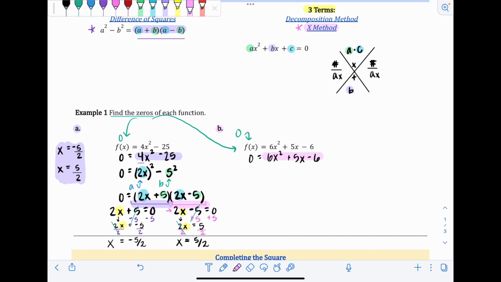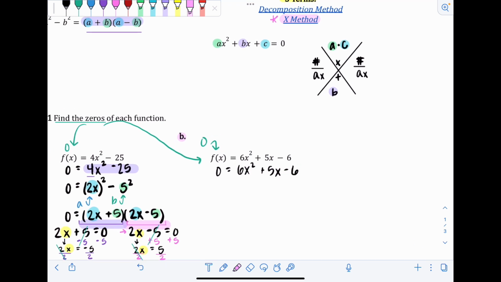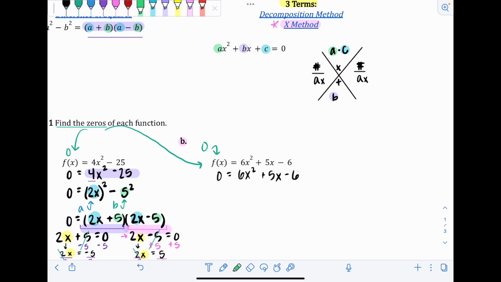So if I have 3 terms, I can use the decomposition method or the X method if I want to. I'm going to show the X method for this one. But ultimately, you can decide which one you prefer. So I'm going to go through and label what is A, what is B, what is C, based off of standard form right here.